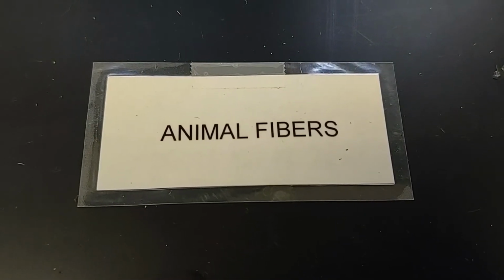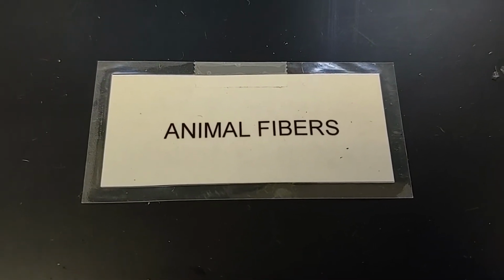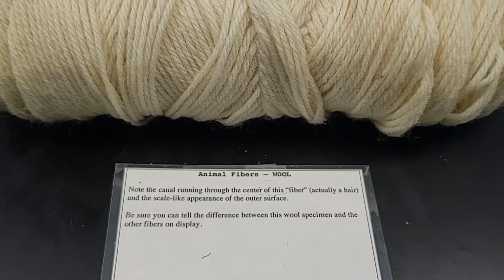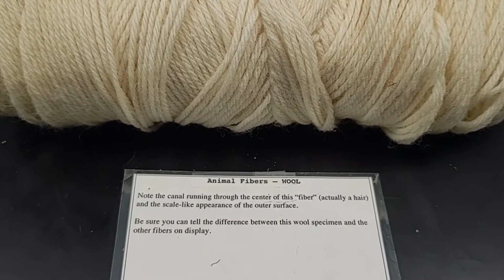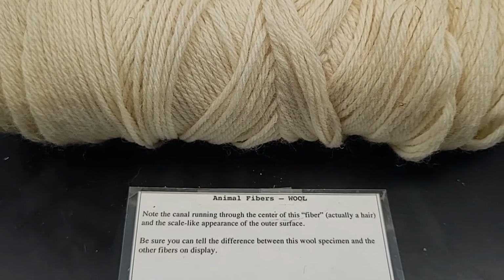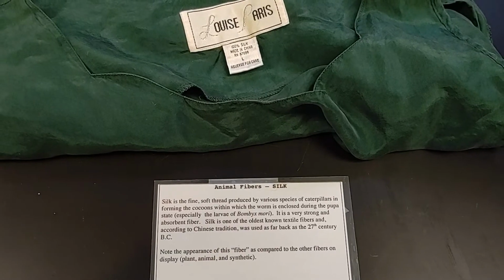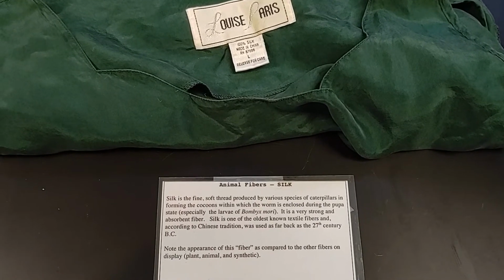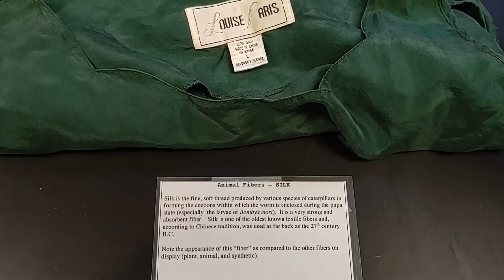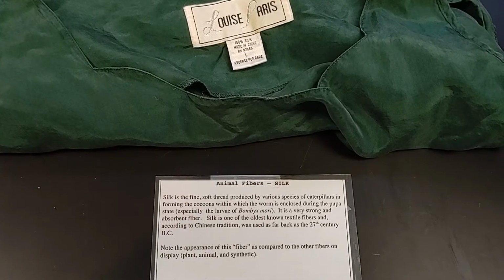Now we're going to take a quick look at some animal fibers. Here's a ball of wool. This fiber is actually hair and typically used to make yarn. It is hard to believe, but silk is also an animal fiber produced by the caterpillars of certain cocoons.